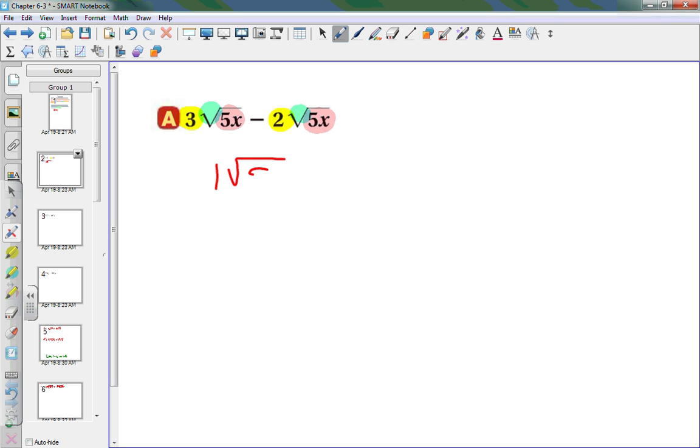So I have 1 square root of 5x, which just means I have the square root of 5x. Done. What I want you to imagine is that the square root of 5x is some letter, let's say w. So it would be 3w minus 2w, which would be how many w's? 1w. What's w? The square root of 5x. That's what I want your brain to imagine, okay? Going on to example D. Please write it down.